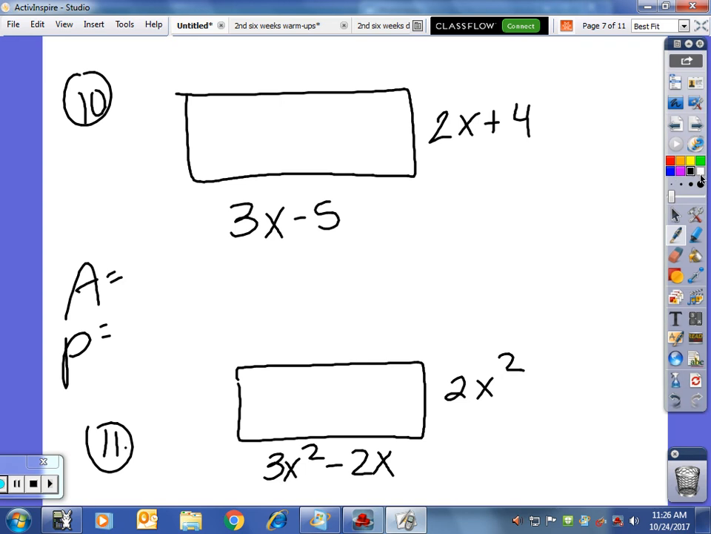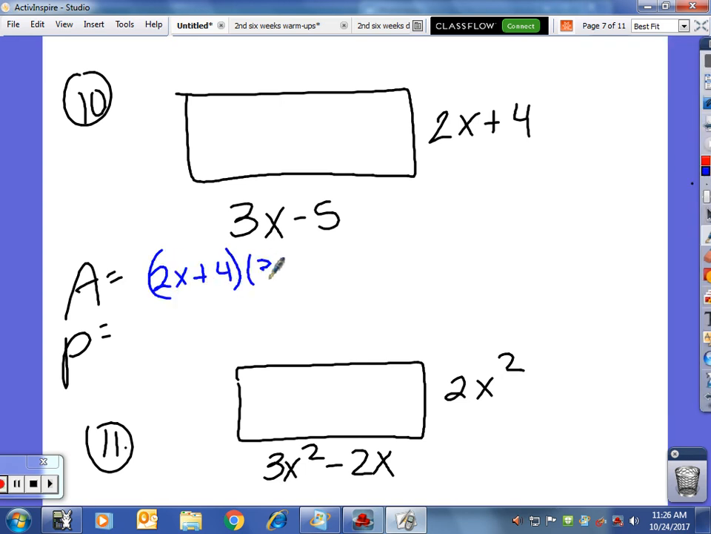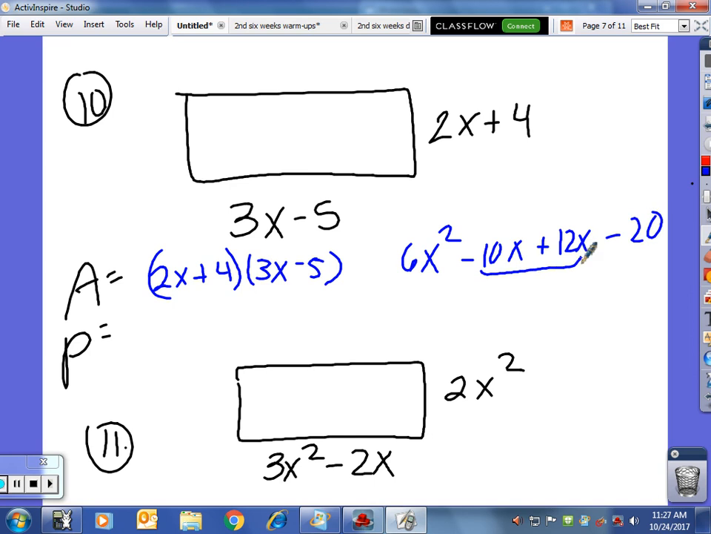Okay, so for area of the top one, you got to use that FOIL method because you're doing 2x plus 4 times 3x minus 5. You're doing a binomial times a binomial, so you need to write them side by side. 6x squared. Yeah, initially you'd get a negative 10x and a positive 12x, and then a negative 20. But what do these two add up to? Yeah, so your final answer here is 6x squared plus 2x minus 20. That's the area.